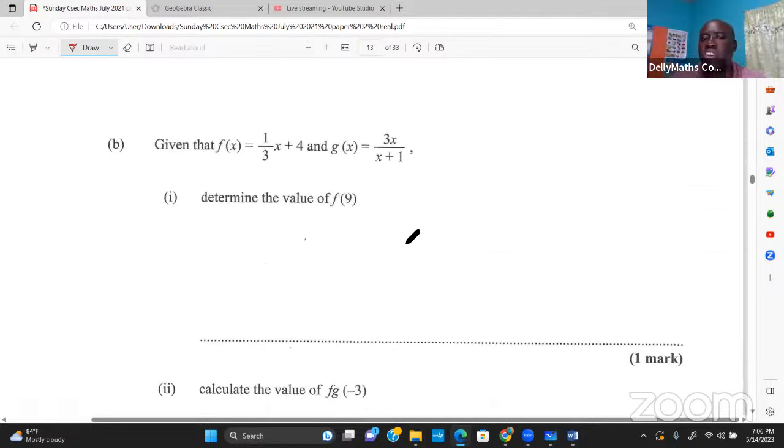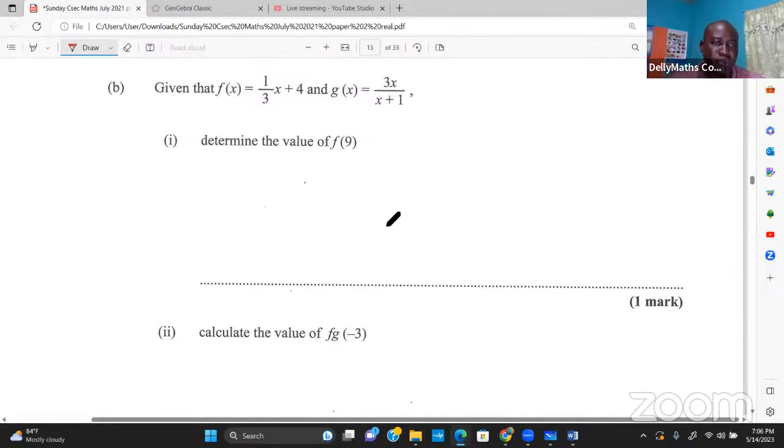Now, function comes at number 4. Here it is. Function can come at number 8 as well. It says, given that f of x is equal to 1/3 x plus 4, and g of x is equal to 3x all over x plus 1. Given that we have that, the question says here, determine the value of f of 9. I will need the f function if I am going to do f of 9.